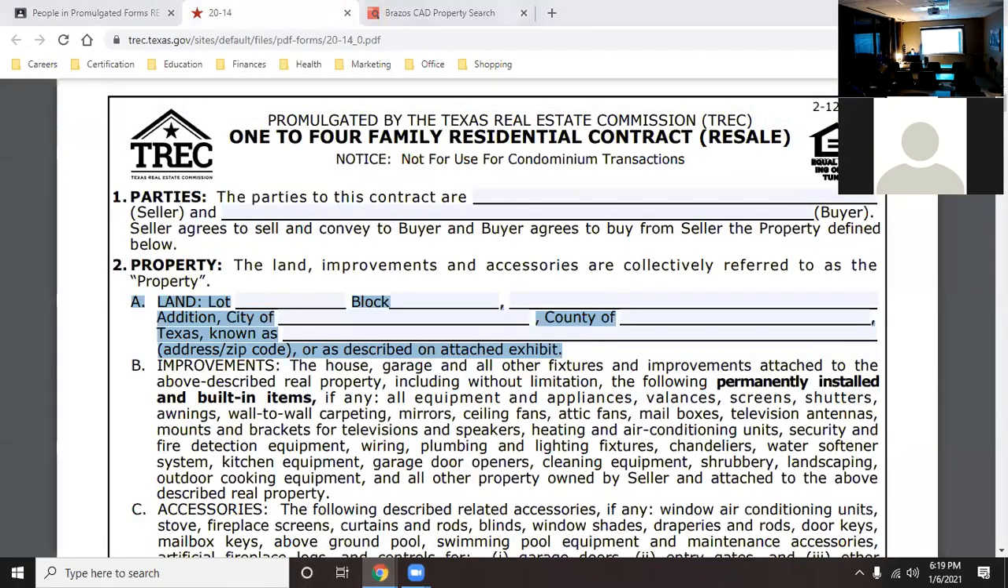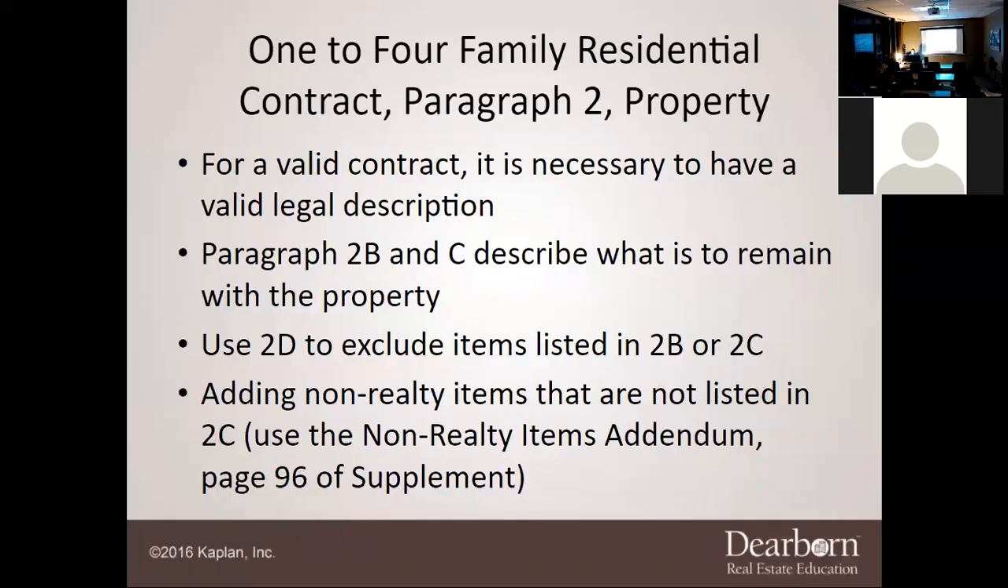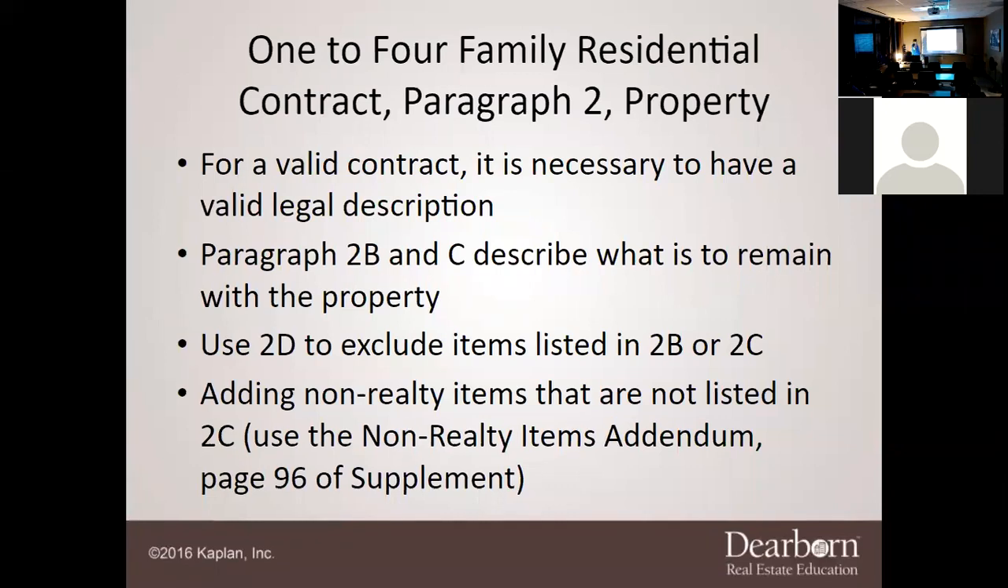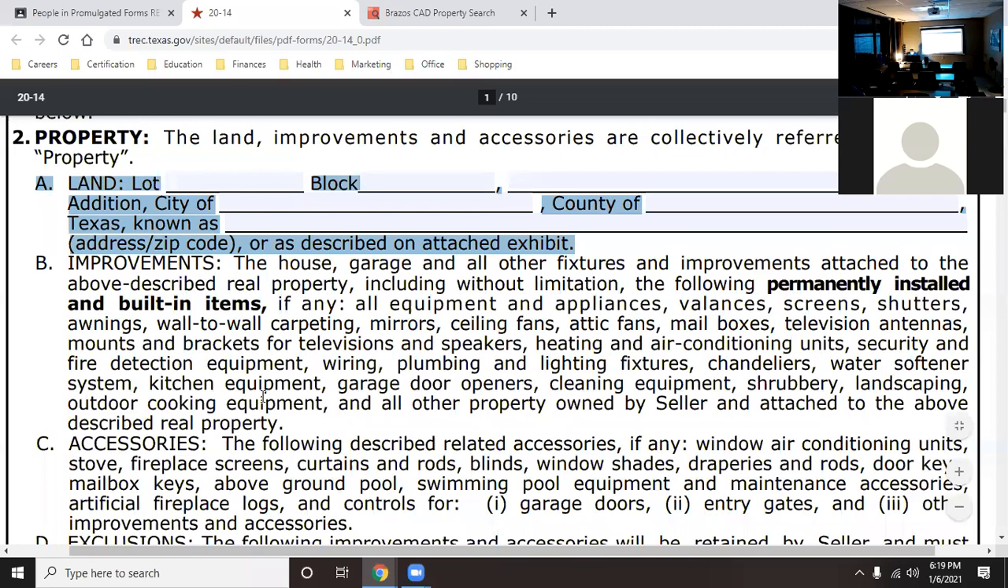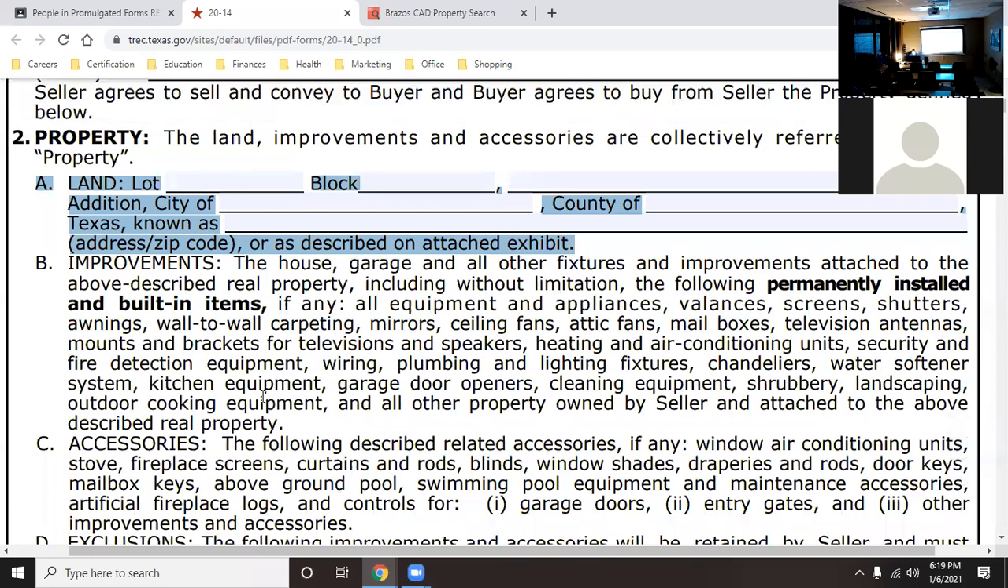Okay? Let me go back here. All right. Now, again, in paragraph 2B and C, it describes what is going to remain with the property. Okay? Extremely important. I'm going to pull that up again. Let's put this up a little bit bigger here. All right. I want everybody to take a moment. I want everybody to read B and C that's up here real quick. It should take a minute. Read it to yourself. Read B and C.